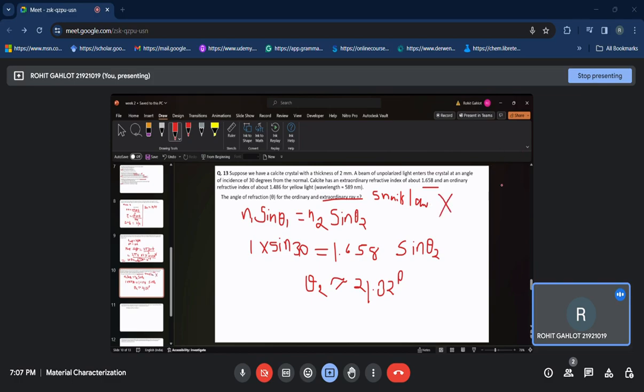So we can say that if it is propagating perpendicular to your crystal face and it will be exiting at the same angle, the incidence angle was 30 degrees, so it will exit or refract at the 30 degree itself. Okay, so now moving to the next problem.